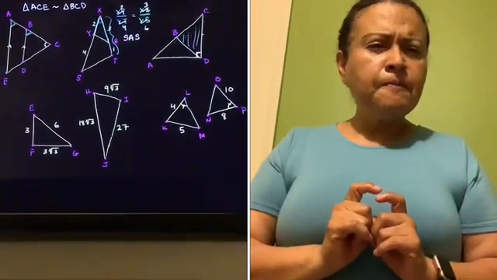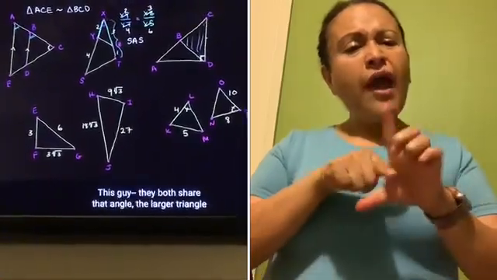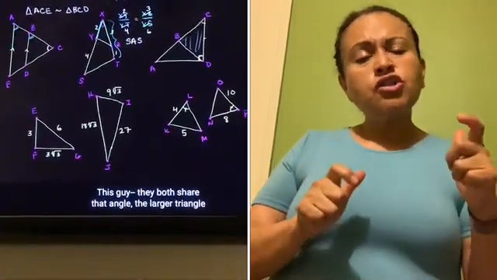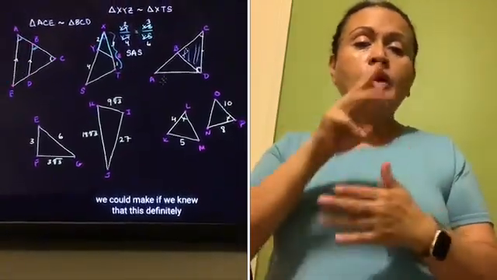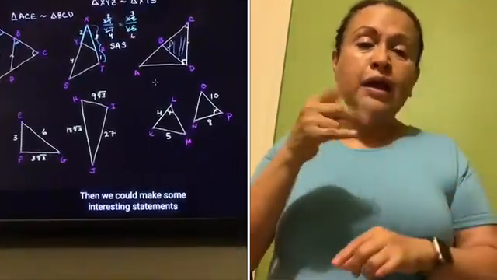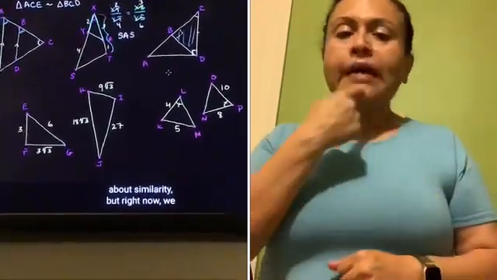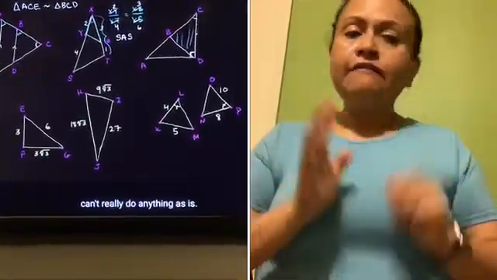Well, there are some shared angles. This angle, they both share, the larger triangle and the smaller triangle. So there could be a statement of similarity we could make if we knew that this definitely was a right angle. Then we could make some interesting statements about similarity. But right now we can't really do anything as is.